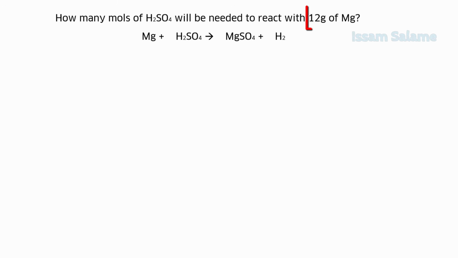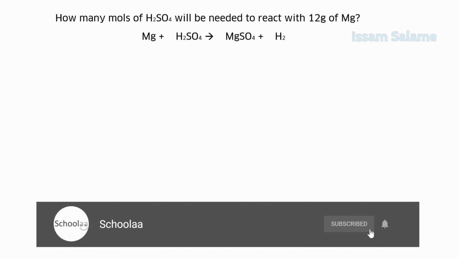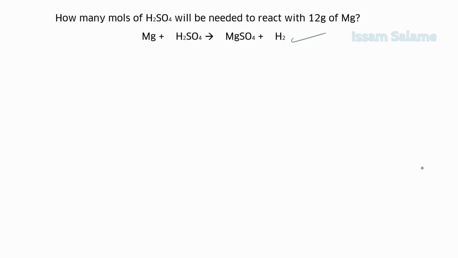Now what if the given quantity is in grams and the amount we want to calculate is in moles? Like in the following example, how many moles of sulfuric acid will be needed to react with 12 grams of magnesium? First, we check if the chemical equation is balanced or not. It is balanced. Now we write the steps that we are going to follow. We have grams of magnesium. We want to convert it to moles of magnesium. Then we convert it to moles of sulfuric acid.